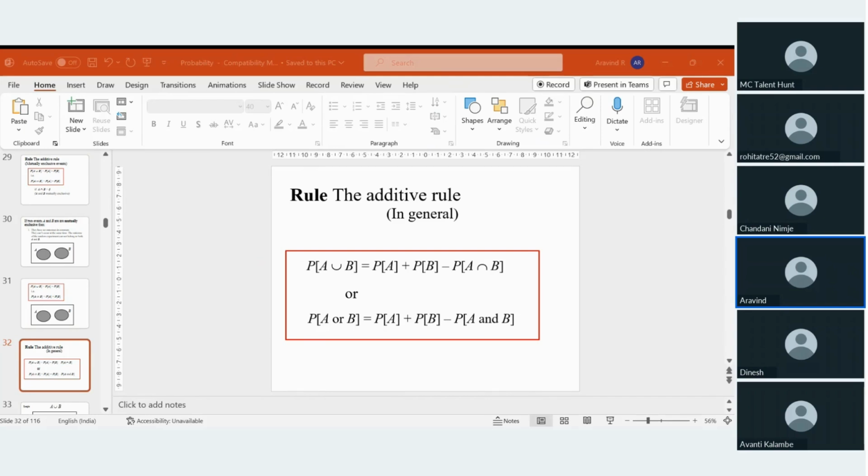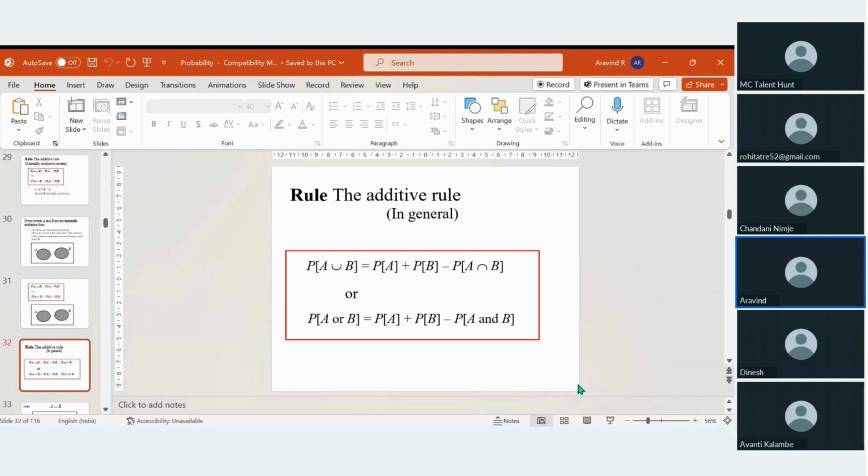Is it clear, guys? Sorry. Right, Dinesh, Chandni, Avanti, is it fine? Yes, sir. The addition rule, right?